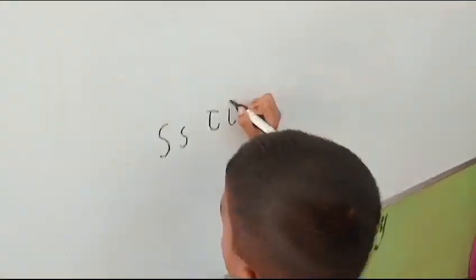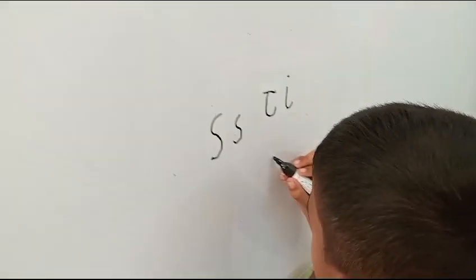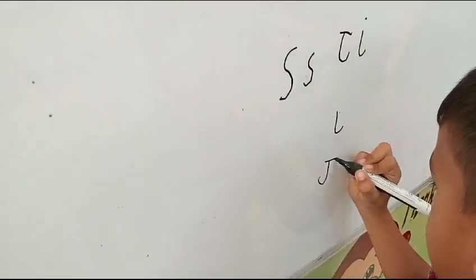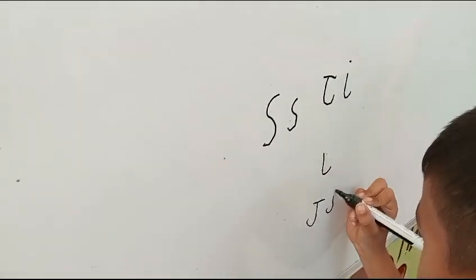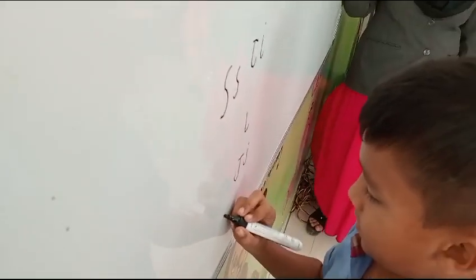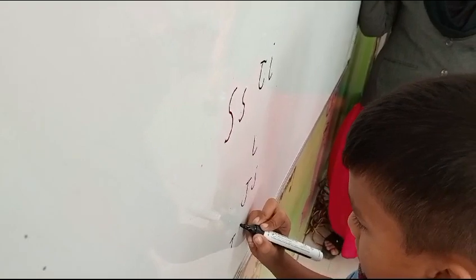Capital J, small j. No. Again, you write down here capital J and small j. No. Again, see. Turn this side. Very good, small j. Write down capital T and small t. Small t.